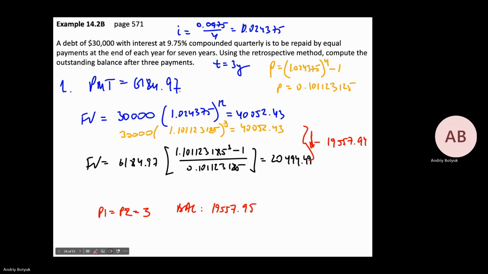Even the P. What if I use I? No, you cannot, because it's a general annuity. And when you're calculating an annuity, you have to use P. Okay.